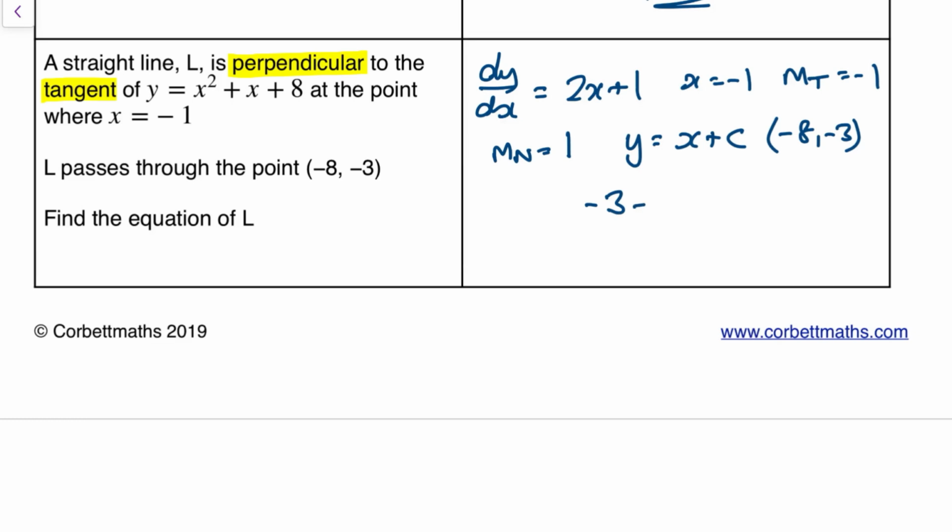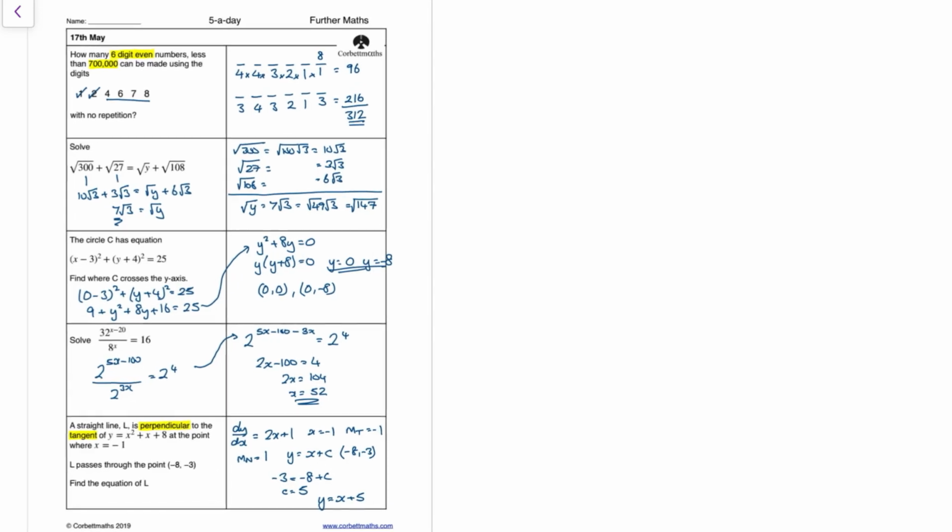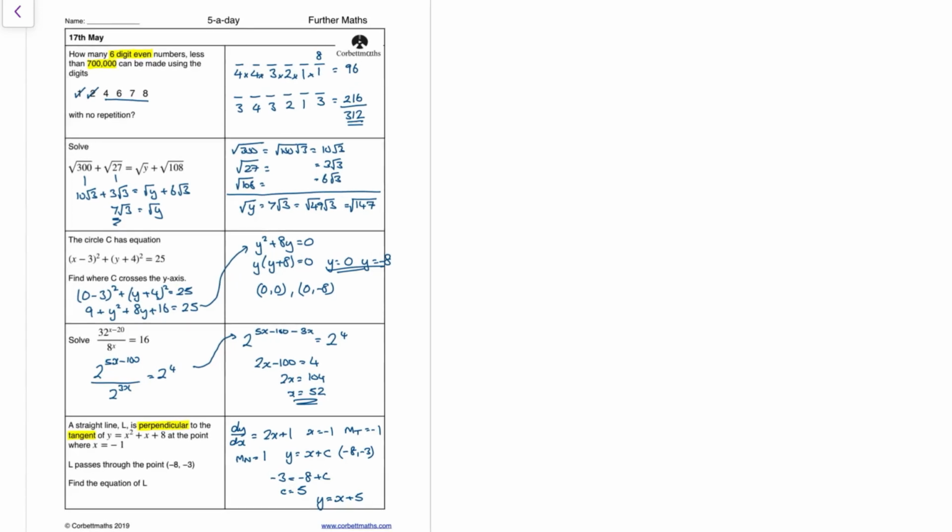So minus 3 is equal to minus 8 plus c, which means that c, well, minus 3 plus 8 is 5, which means c equals 5. So therefore, the equation of my normal is y equals x plus 5. And that is today done. Again, not too bad, nice mix.